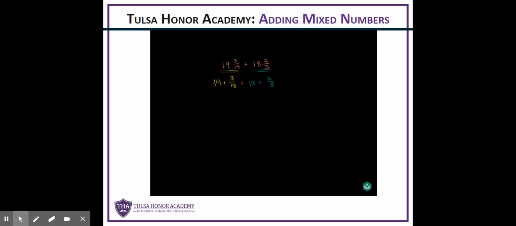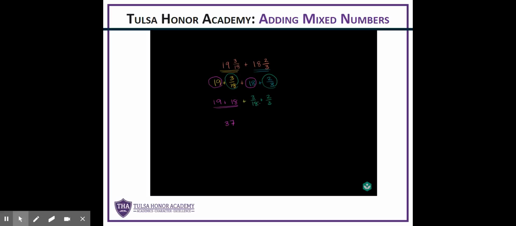Now we can separately add the whole number parts. So we could add the 19 to the 18. So we could do 19 plus 18. And then we can add the fraction parts. Plus 3 over 18, plus 2/3. Now 19 plus 18, pretty straightforward. That is what? Let's see, 19 plus 19 would be 38. So there's going to be one less than that. It's going to be 37. So that gives me 37.